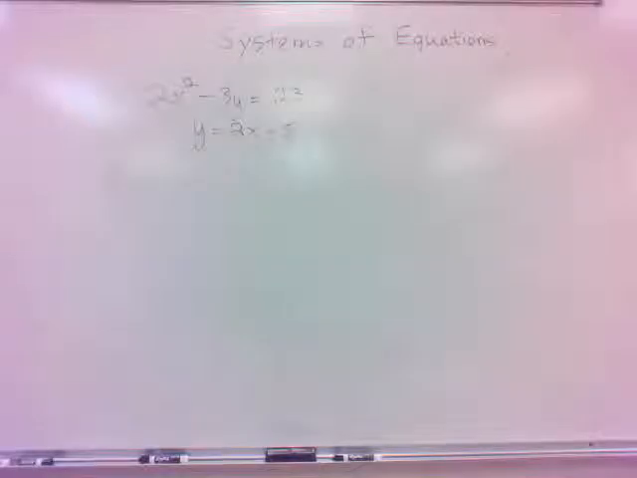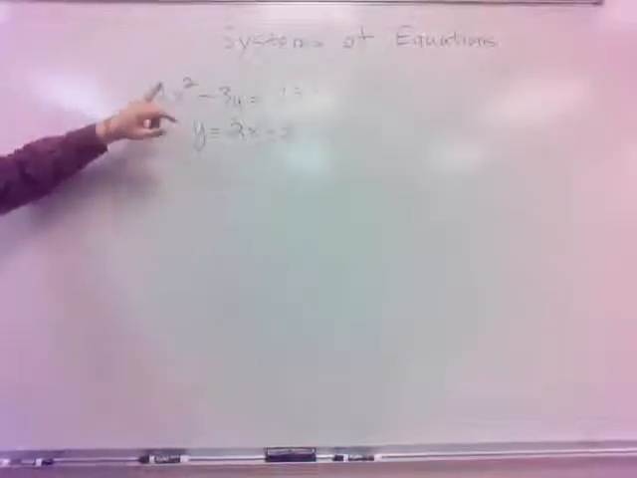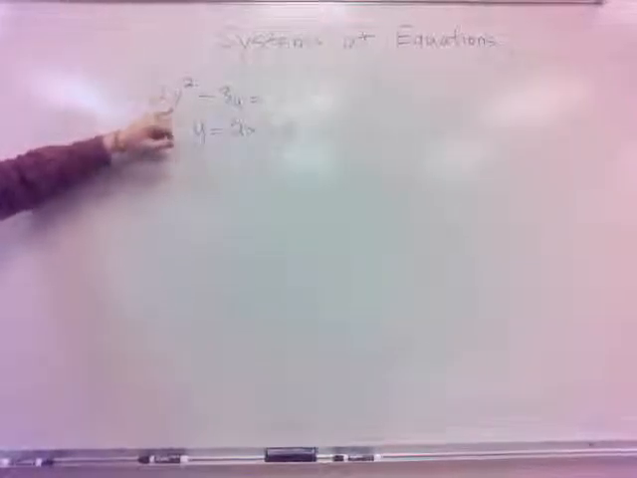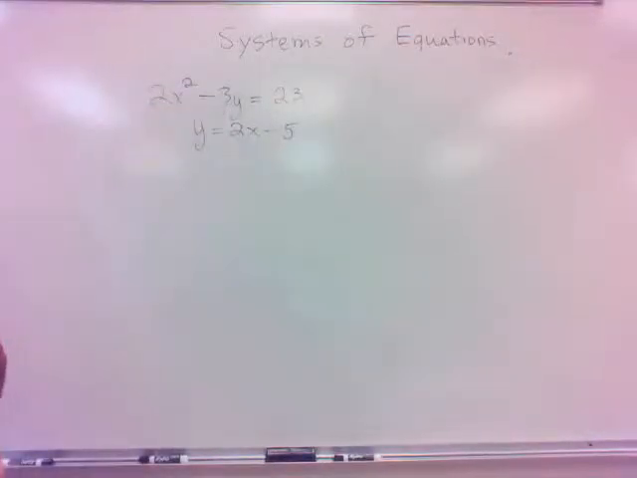2x squared minus 3y equals 23, and y equals 2x minus 5. And just to tie in with what we were just talking about, this system is not what we call a linear system. Why would I say that? I've got, this one's a line. But is this one a line? Not going to be a line. It's an x squared, y to the first. That was actually a parabola. Think back, remember that. But yeah, these are nonlinear systems.